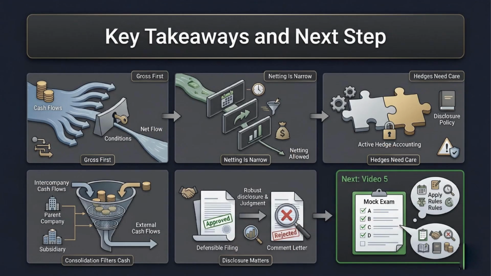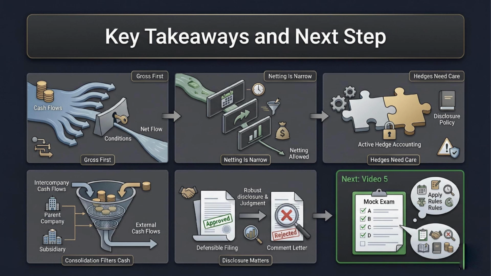Let us close this video with the 5 main takeaways. First, gross reporting is the default. Netting is narrow and must be justified. Second, cash flow per share is not displayed in the GAAP financial statements, even though students often confuse it with EPS. Third, hedging cash flows need careful analysis because the normal aligned classification can be affected by policy disclosure, financing elements, or discontinuance of hedge accounting.